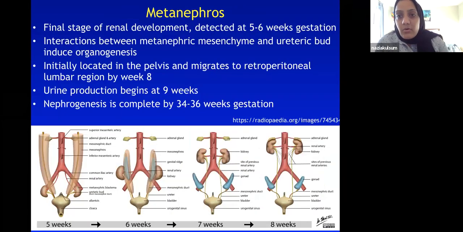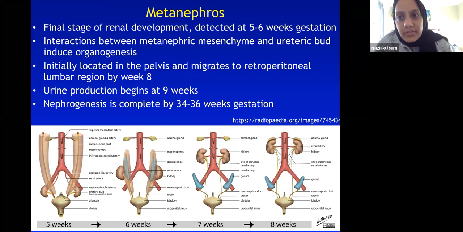So a lot of things can go wrong during this time. And what is important is kidney development starts very early on. So at 5 to 6 weeks of gestation, which is when typically most women will know that they're pregnant, the kidney development has already started. And by 8 weeks is when the kidneys migrate to their retroperitoneal location. And urine production starts around 9 weeks.